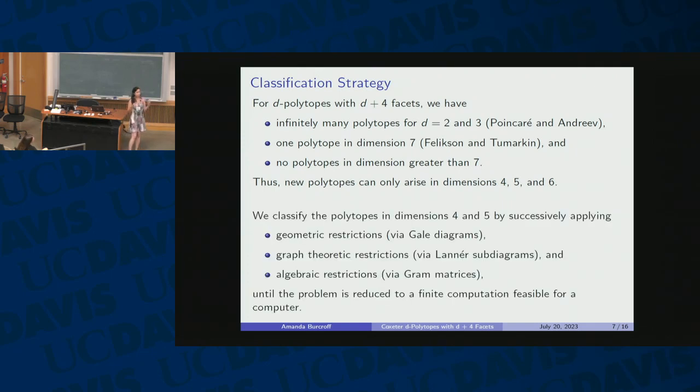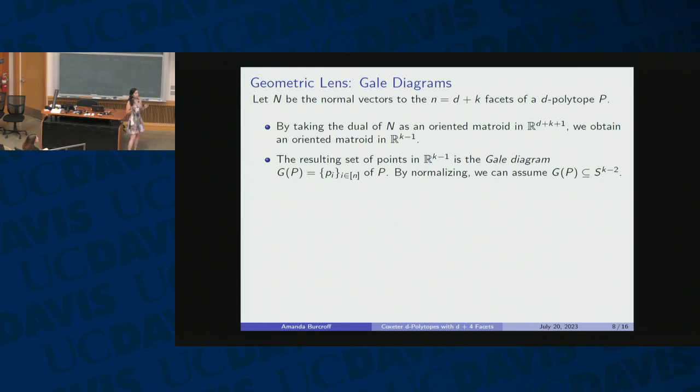And I'm going to be talking about a procedure for getting this classification when the dimension is 4 or 5. And we're going to do so by restricting the space of which polytopes can arise using geometric restrictions, graph-theoretic restrictions, and algebraic restrictions until it's reduced down to a finite problem that is feasible to be checked by a computer. And so starting out with these restrictions, we're going to look at the geometric ones first.